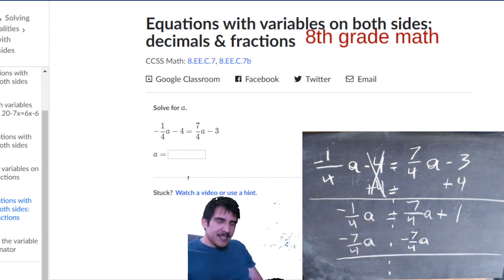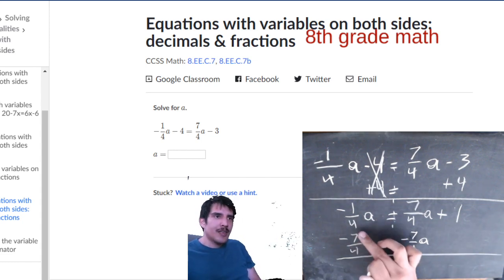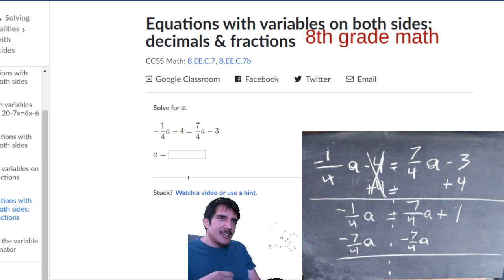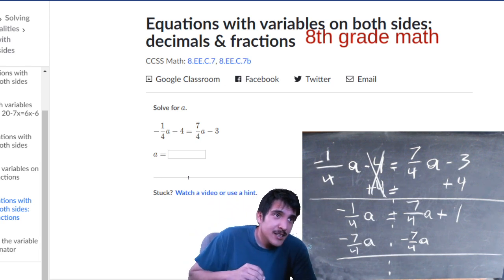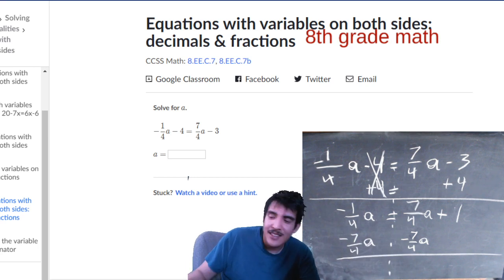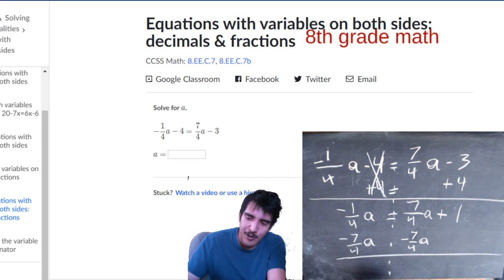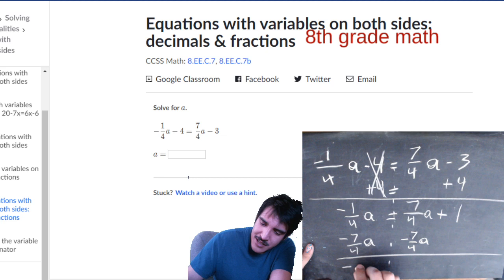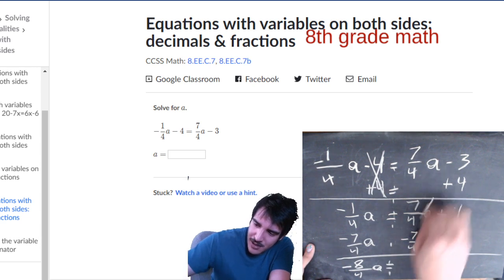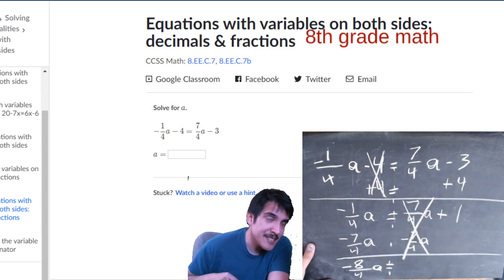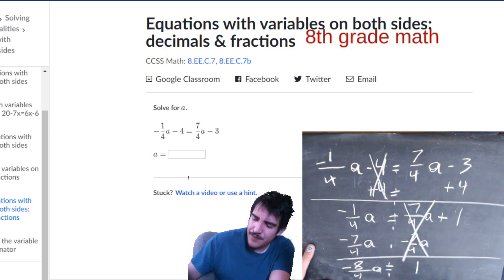Minus 1/4 minus 7/4. So you lost 1/4 a, and then you lost 7/4 a. So total, how many fourths a did you lose? You lost 8/4 a. And then this, something minus itself is always 0, and that equals 1. Okay?